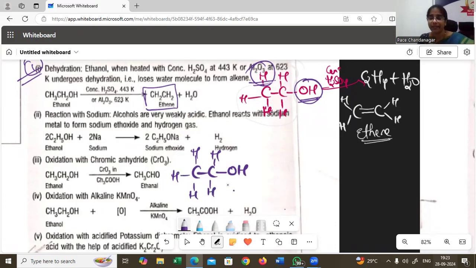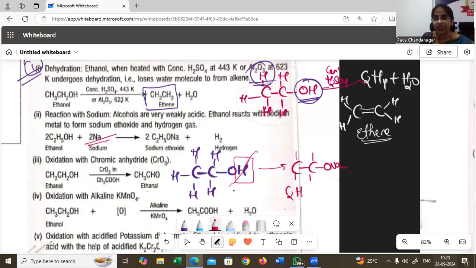Now, sodium is a metal. We have already seen in the displacement reactions, like the simple displacement reaction, that a metal displaces hydrogen. So sodium, a very, very reactive metal, attacks this hydrogen and displaces it from its position. And then what is going to happen? The two carbons with ONa, the rest all remain, which means C2H5ONa. This is sodium ethoxide.